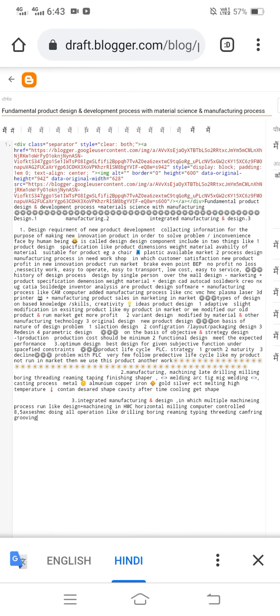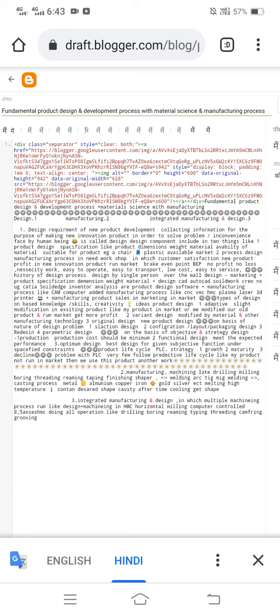Number 2, process design, the manufacturing process, in need of a workshop, in which customer satisfaction, new product, profit in a new innovative product run in the market. Break even point.